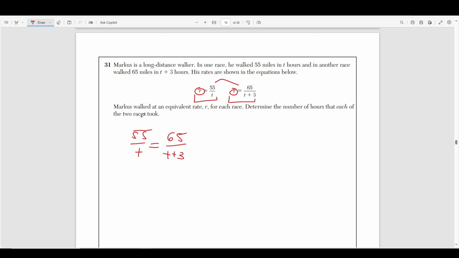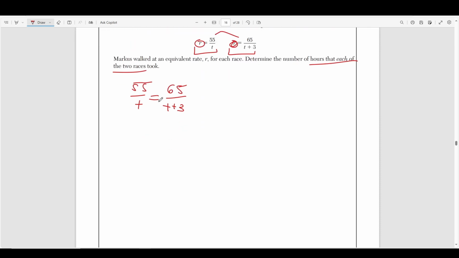And the reason we're doing this is so we can solve for t, right? It's asking us to determine the number of hours that each of the two races took. Okay, so you have 55 over t is equal to r, and 65 over t plus 3 is also equal to r. So they're equal to the same thing, which means I can equate them together. Now, in order to solve for t, I just need to cross multiply. So I multiply 55 by t plus 3. I'm left with 55 times t plus 3 is equal to 65 times t, or 65t.